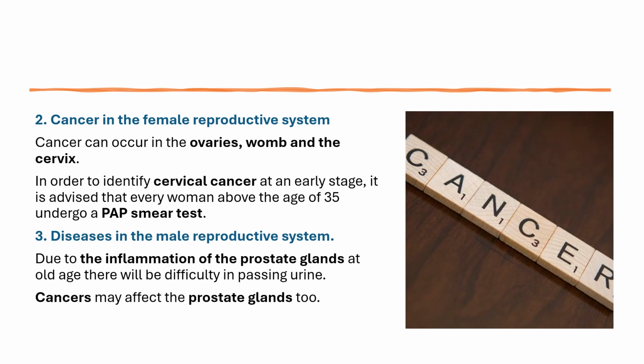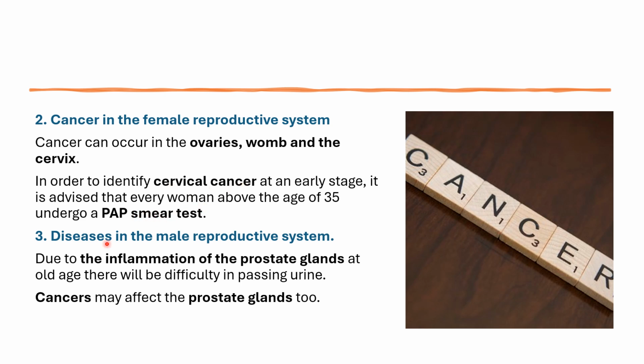Another common type of disease found in the reproductive system is cancer in the female reproductive system. So this cancer can occur in the ovaries, womb, and the cervix of females. So in order to identify cervical cancer at an early stage, it is advised that every woman above the age of 35 undergo a pap smear test. The pap smear test is a procedure that screens for cervical cancer by examining cells from the cervix. So this is for cervical cancer.